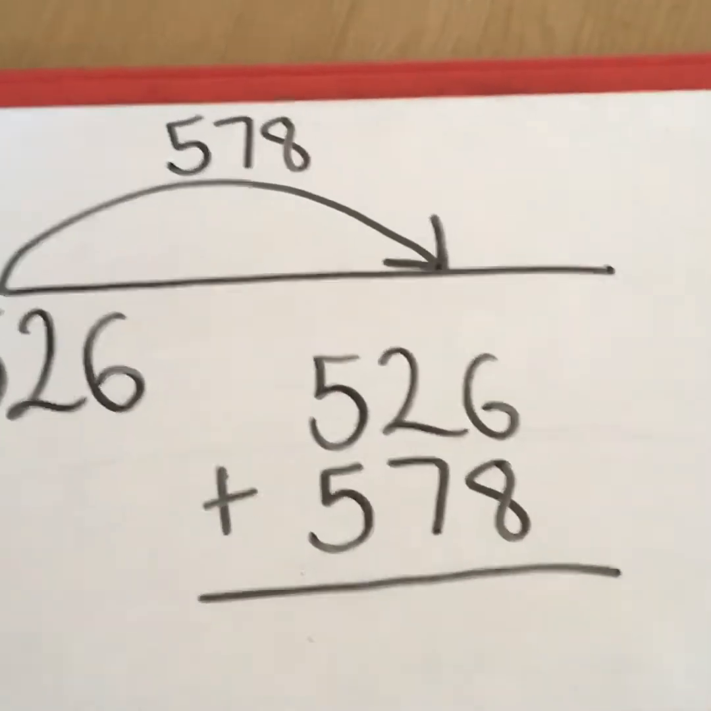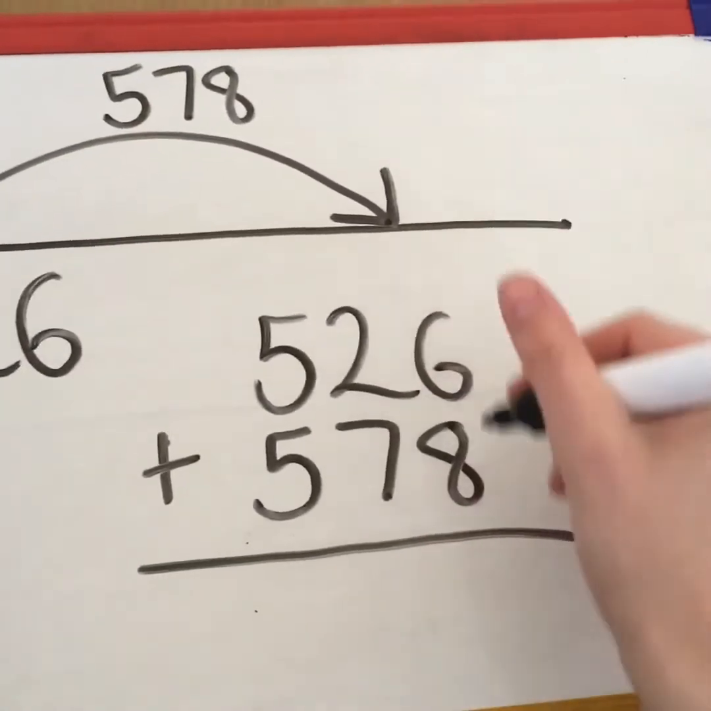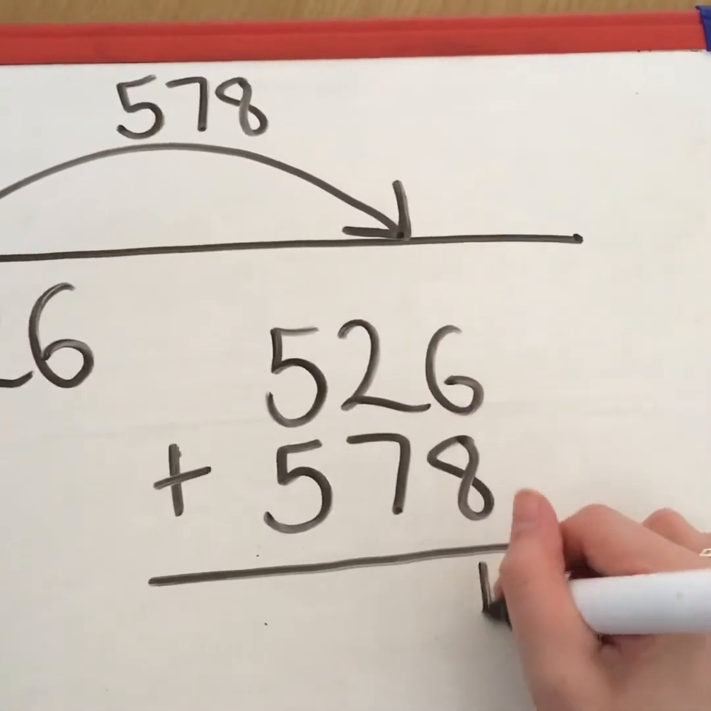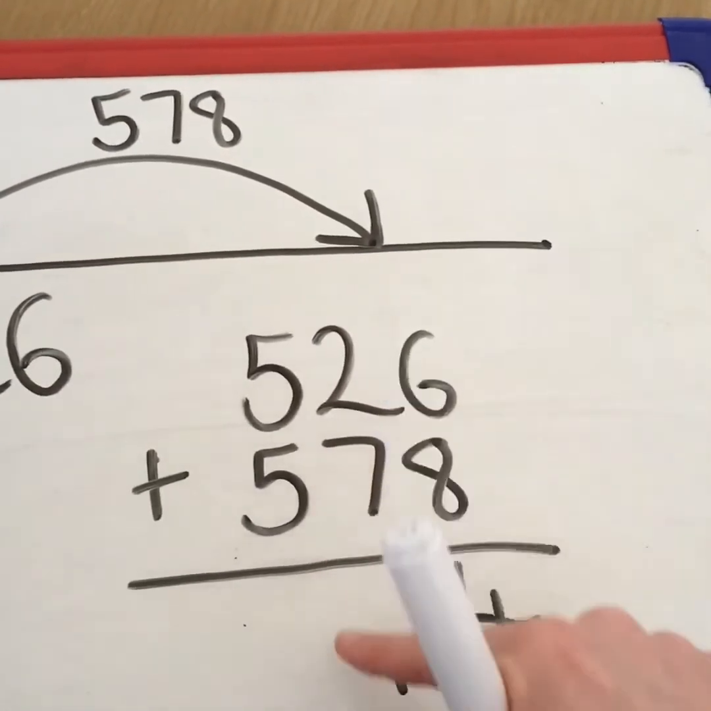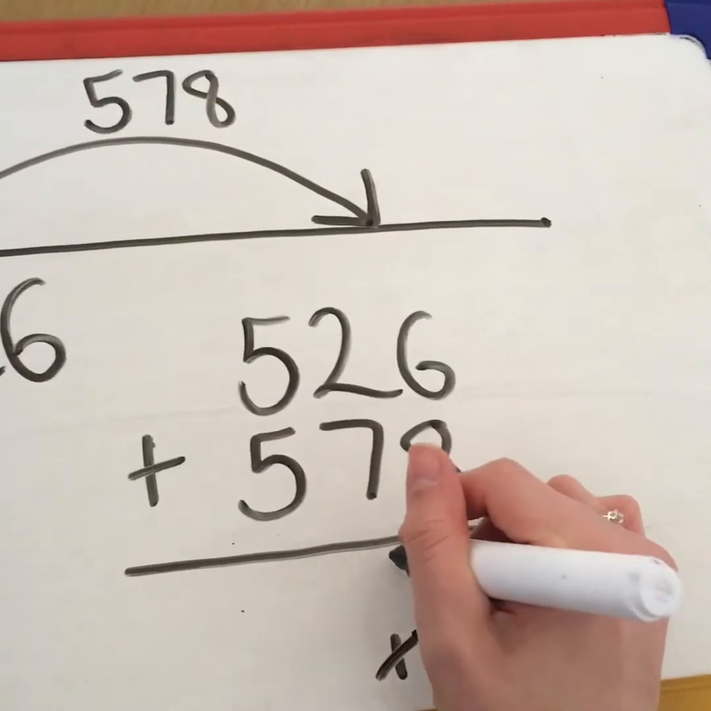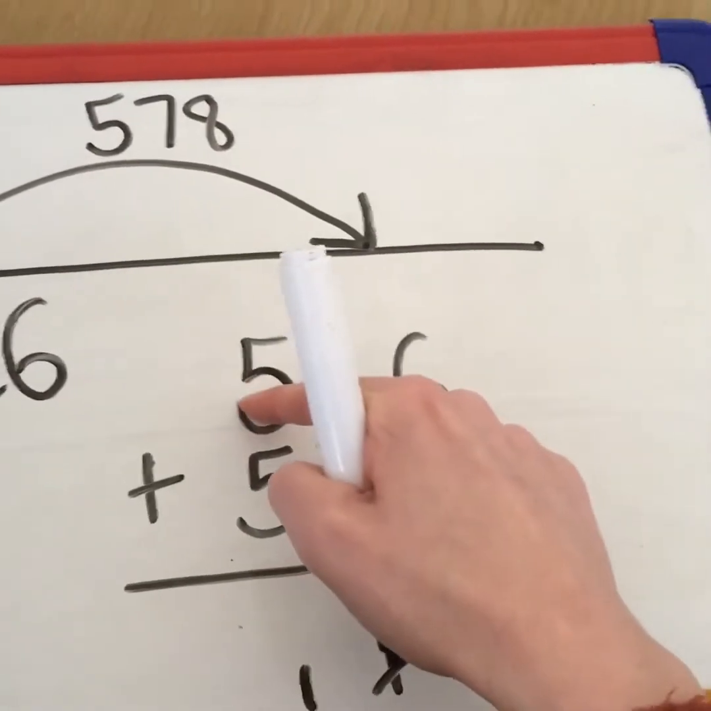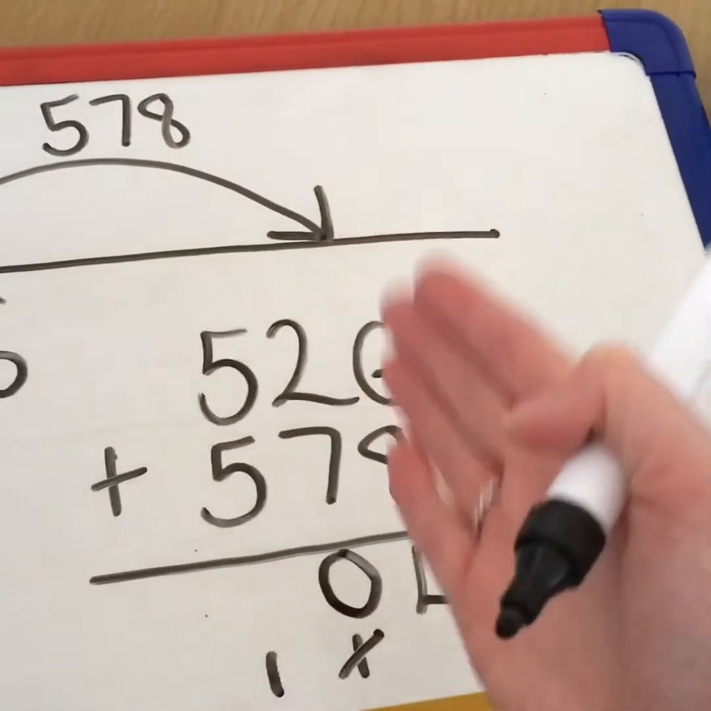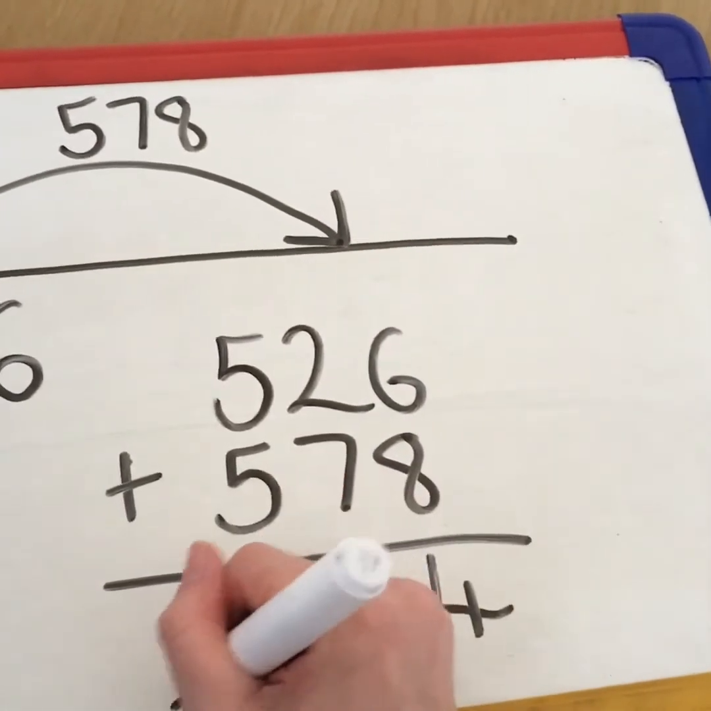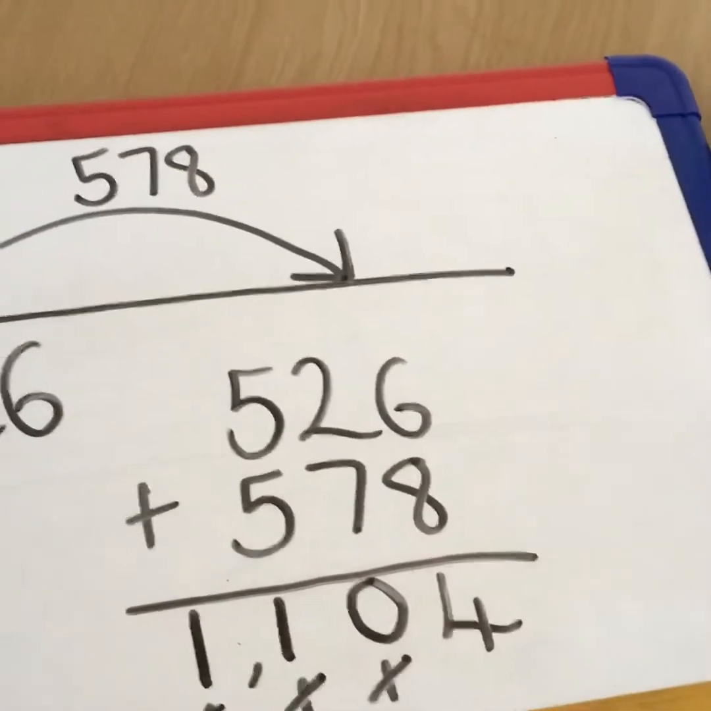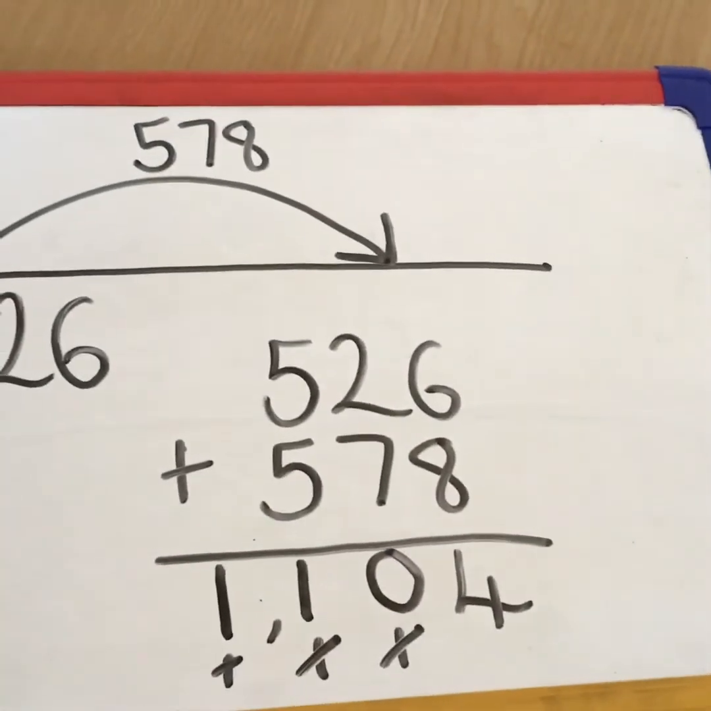So I need to do 6 ones add 8 ones is 14, rename 10. 2 add 7 is 9. Add another one would be 10 tens, that becomes 100. 5 add 5 would be 10 hundreds. Add on will be 11 hundreds, so that's 100 there. Rename that one 1000, 1104.